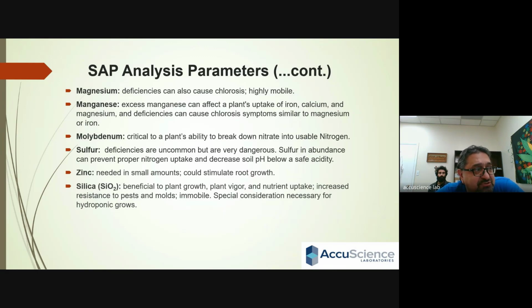So actually, silica is one of the things that, when we were doing the tissue analysis, we never tested for. Some of these parameters were not on the traditional tissue analysis list.